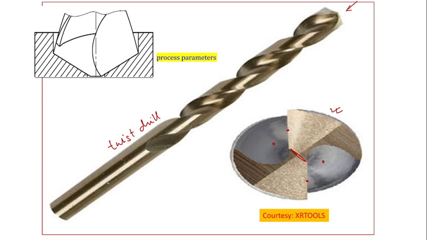In the cross-sectional view, how would it look? If I call this cutting edge number 1 and this cutting edge number 2, this is my cutting edge number 1. This is my cutting edge number 2. And this one is my chisel edge, which connects the two cutting edges.